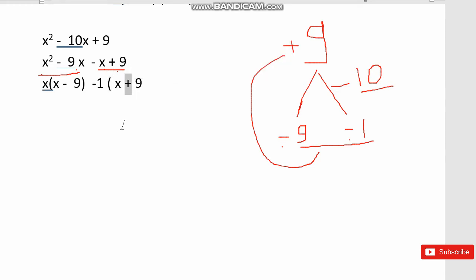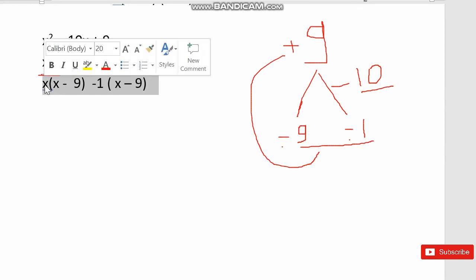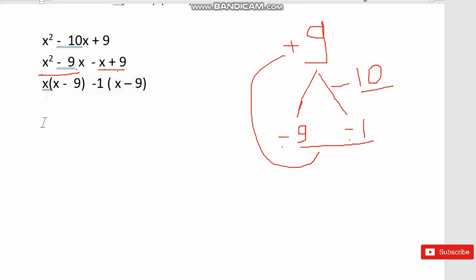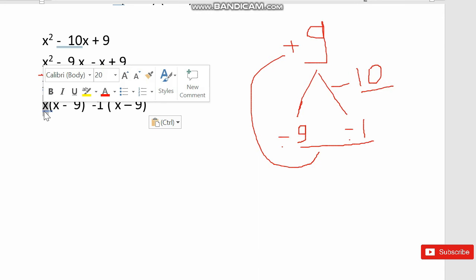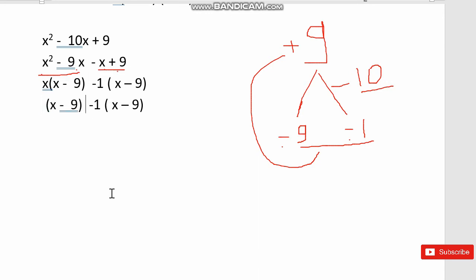When we take the minus or negative common, the symbols of the terms in the bracket are changed. It means plus becomes a minus, and we can write here x into bracket x minus 9 minus 1 into bracket x minus 9. So we now have two terms, and x minus 9 and x minus 9 is also the common factor. So we can take x minus 9 as the first common and the second is x minus 1.